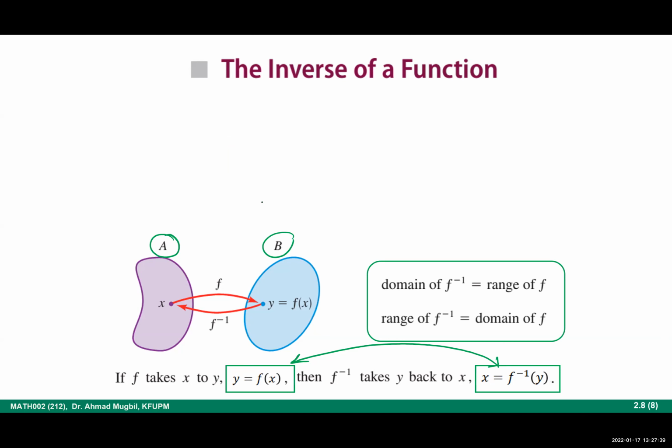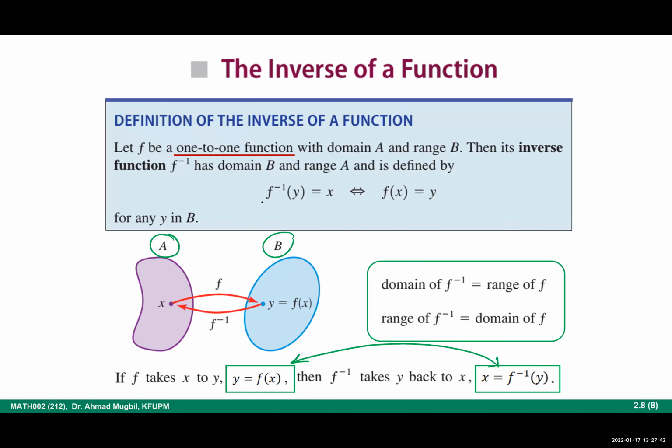Now let's come to the formal definition of the inverse. Let f be a 1-to-1 function. If it is not 1-to-1, the inverse is not a function. So if you have a 1-to-1 function with domain A and range B, then the inverse function f inverse has domain B and range A, and it is defined by this. This is the most important equivalent relation that you need to focus on. When we say y equals f of x, it is equivalent to f inverse of y equals x. When we also say that y equals f inverse of x, this is equivalent to what? This is equivalent to x equals f of y, and so on.